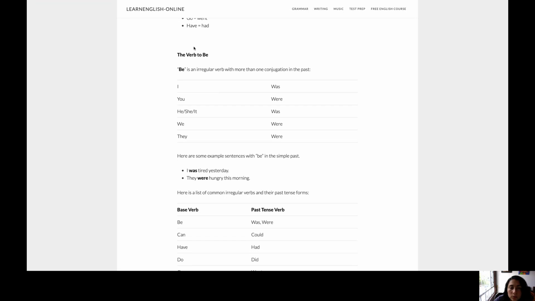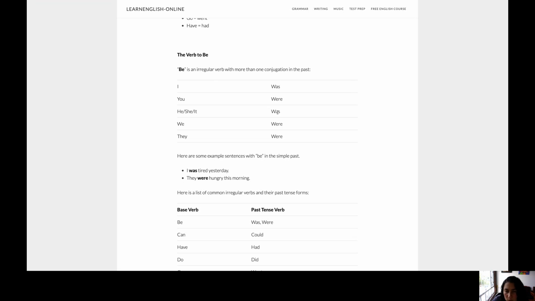So for when we have to use the verb to be in the simple past tense, okay. Be is an irregular verb with more than one conjugation in the past. I was, you were, he, she, it was, we were, and they were. So remember that last class I showed you that we have two different ways to use the verb to be in past. So they are was and were, ¿ok?